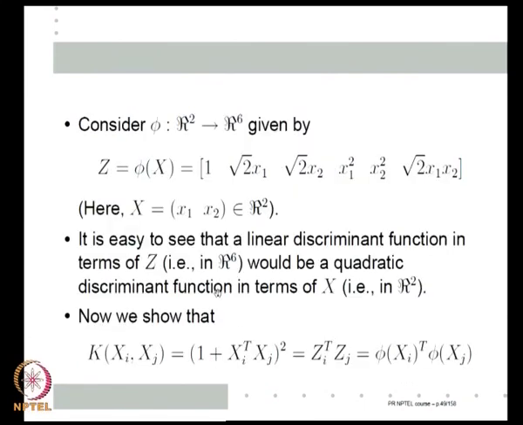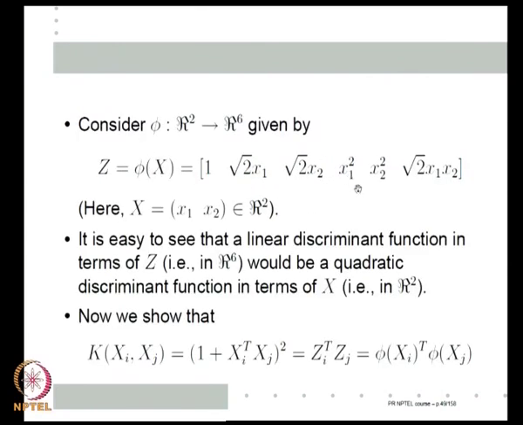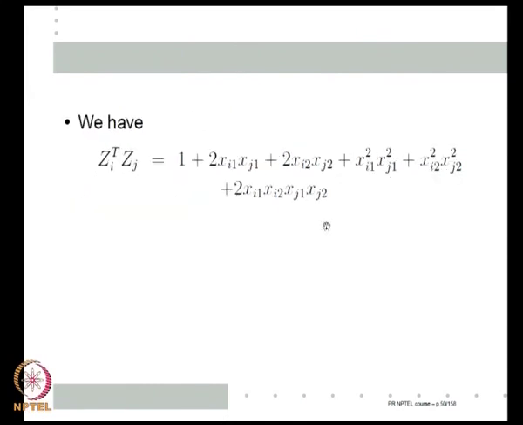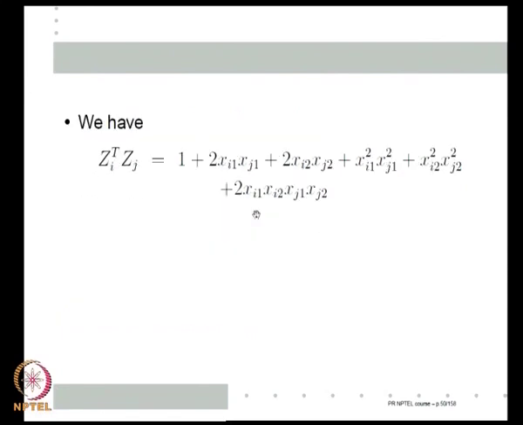So, what will be phi(xi) transpose phi(xj)? Now, phi(xi), or zi, will be 1, root 2 xi1, root 2 xi2, xi1 square, xi2 square, root 2 xi1 xi2. Similarly for j. So, when I take phi(xi) transpose phi(xj), I will get 1 here, root 2 will give me 2 xi1 xj1, 2 xi2 xj2. Similarly, I get xi1 square xj1 square, xi2 square xj2 square, and once again this root 2 will give me xi1 xi2 into xj1 xj2 with a 2 in front. This is what zi transpose zj is.